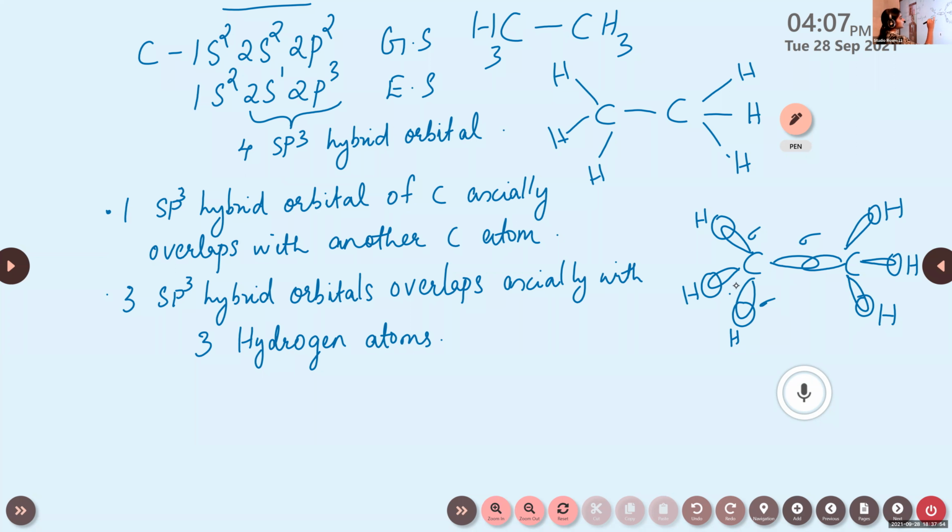Sigma bond means single bond, right? Sigma bond is a single bond. So this is the structure of the ethane molecule, and its hybridization is sp3 and its formula is C2H6. Clear? So only sigma bonds are possible in the case of the ethane molecule, C2H6, due to the axial overlapping of the 2 carbon atoms and with the hydrogen atoms. And here the C-C bond length is 154 picometers.